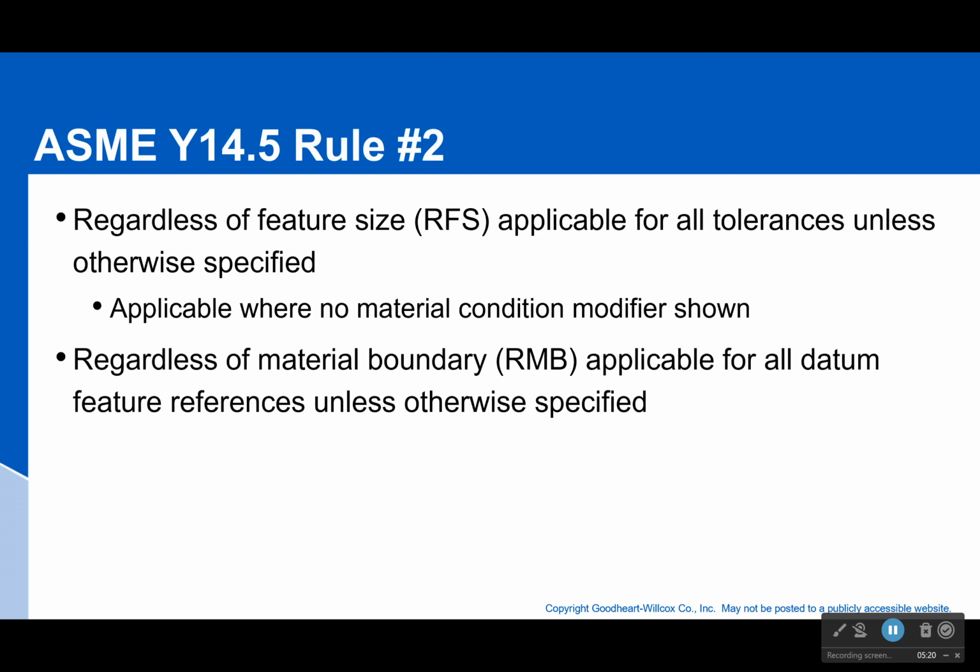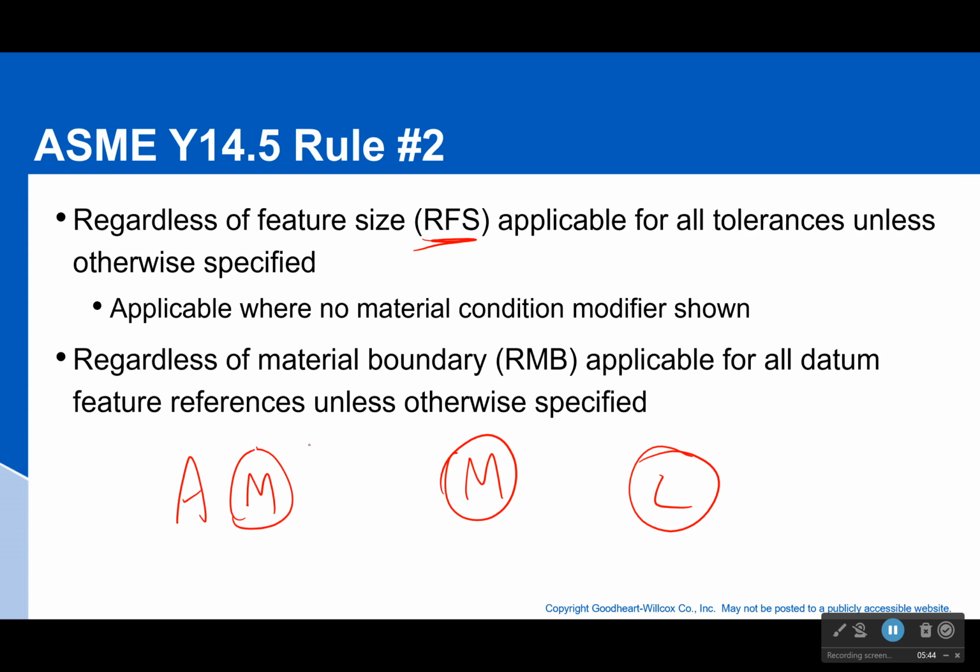Okay, rule number 2. It simply says that if you don't see some sort of modifier like the maximum material condition or the least material condition, then regardless of feature size is applied to all tolerances, and regardless of material boundary is applied to all datums. So if you don't see that, it's regardless of material boundary, where you just clamp down to the size it is. Regardless of feature size, you just sit it down and you don't really have any worries about what size that particular feature is, or the variation on it, when you're using it as a datum or when you're measuring it to see if it's past tolerance.